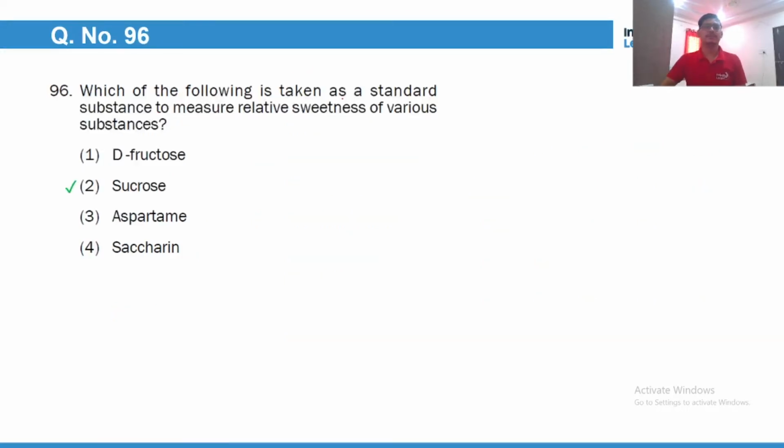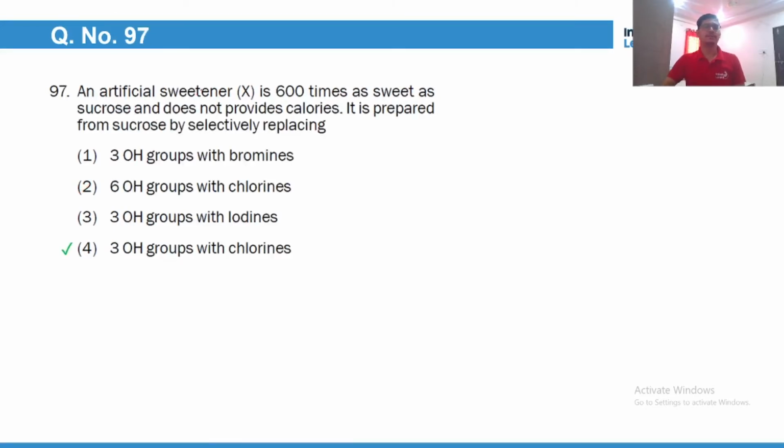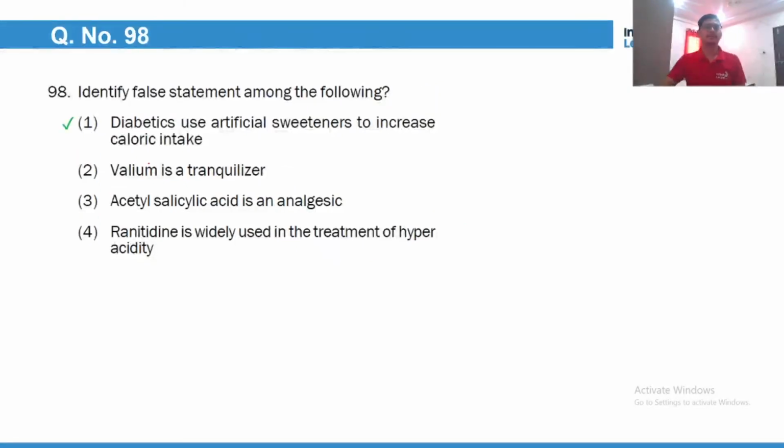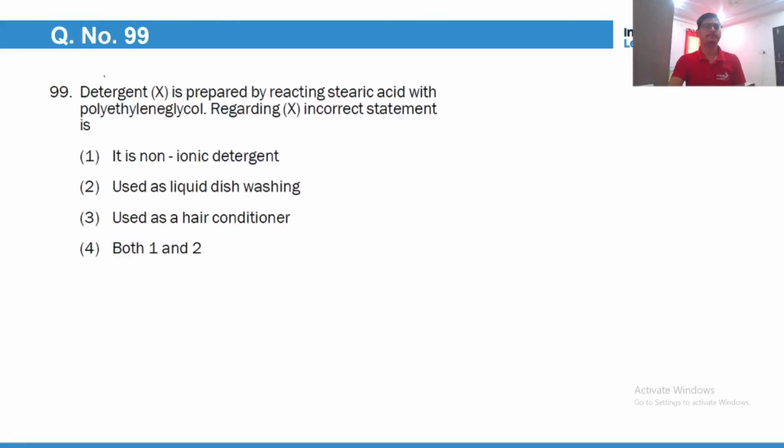Which of the following is taken as a standard? Of course, sucrose. An artificial sweetener is 600 times as sweet as sucrose and does not provide calories. It's prepared from sucrose by selectively replacing 3 OH groups with chlorines, and the resulting product is called sucralose. You must have heard of it. So this is the correct answer. The false statement is that diabetics use artificial sweeteners. No, they are used to decrease the calorie intake, right? Which would otherwise be caused by sugar intake.